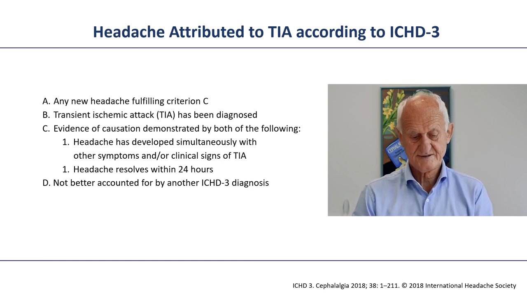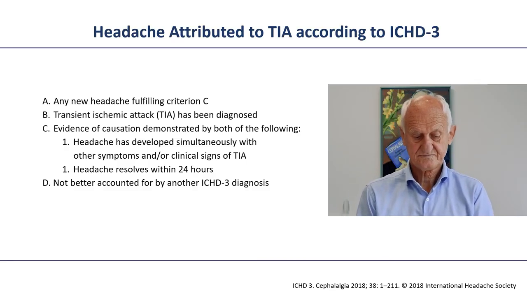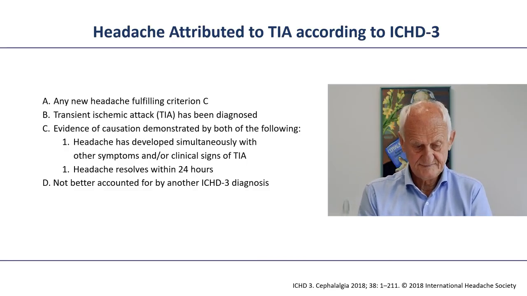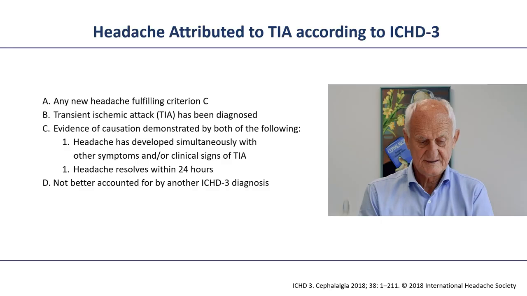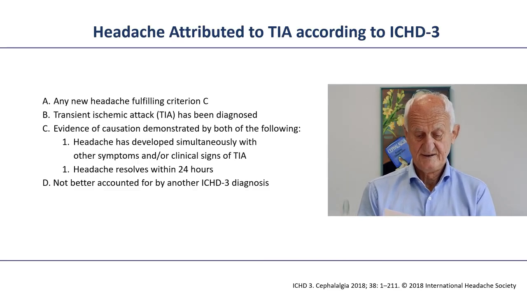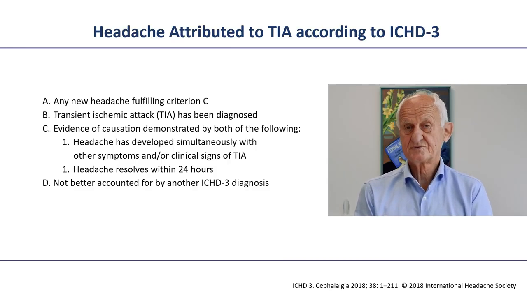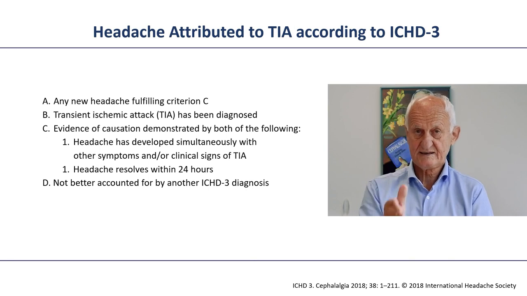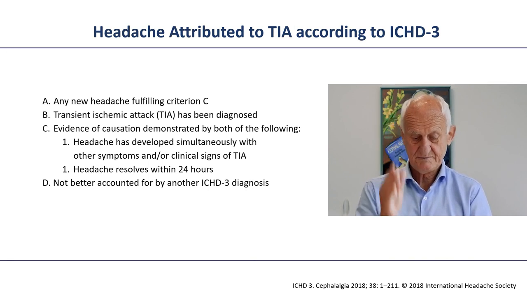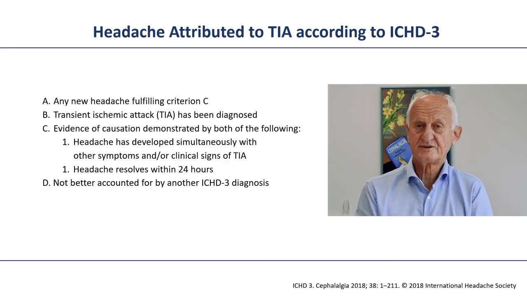Headache attributed to transient ischemic attack, according to ICSD-3. There's a headache, there's a TIA, and evidence of causation is both of the following. Headache has developed simultaneously with other symptoms and/or clinical signs of TIA. Headache resolves within 24 hours. So it must be exactly at the same time as the TIA, and it must disappear within 24 hours. Now, is this true or is it not true?